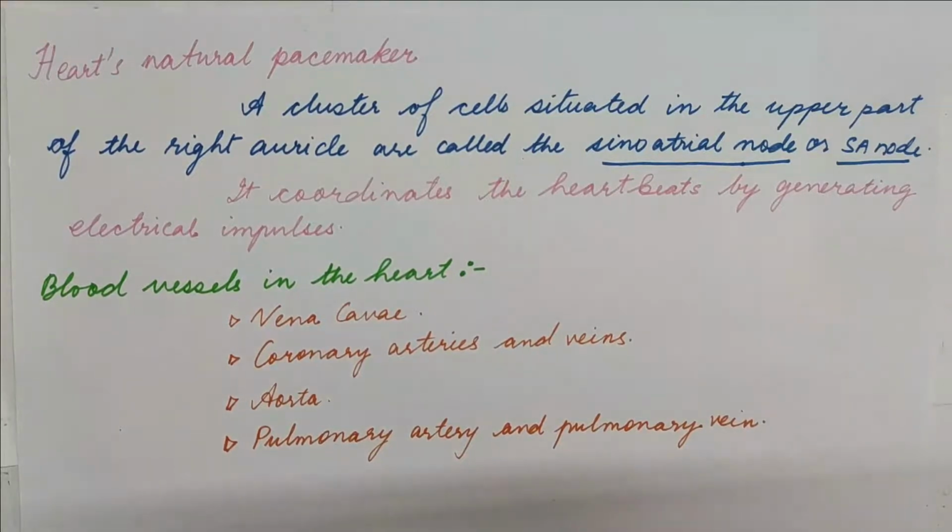Now these are the exceptions, so you need to remember that the pulmonary artery carries the deoxygenated blood from the right ventricle to the lungs for purification, that is the addition of more oxygen, and the pulmonary vein carries the oxygenated blood from the lungs to the left auricle. And as the pulmonary artery is carrying the impure blood and the pulmonary vein is carrying the oxygenated blood, remember.